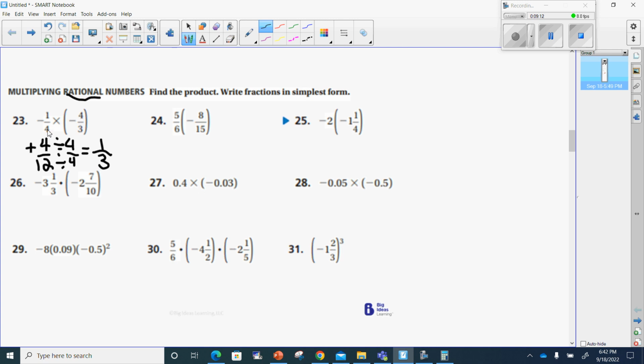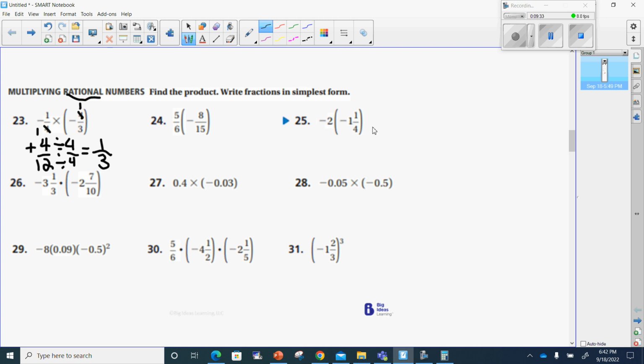We also could have solved it by realizing these two here, 4 and 3, can be reduced. I can go ahead and scratch them out because they're both divisible by 4. 4 divided by 4 is 1, 4 divided by 4 is 1. Now I have negative 1 times a negative 1, that's 1, and 1 times 3 is 3. Either way, you can do this.